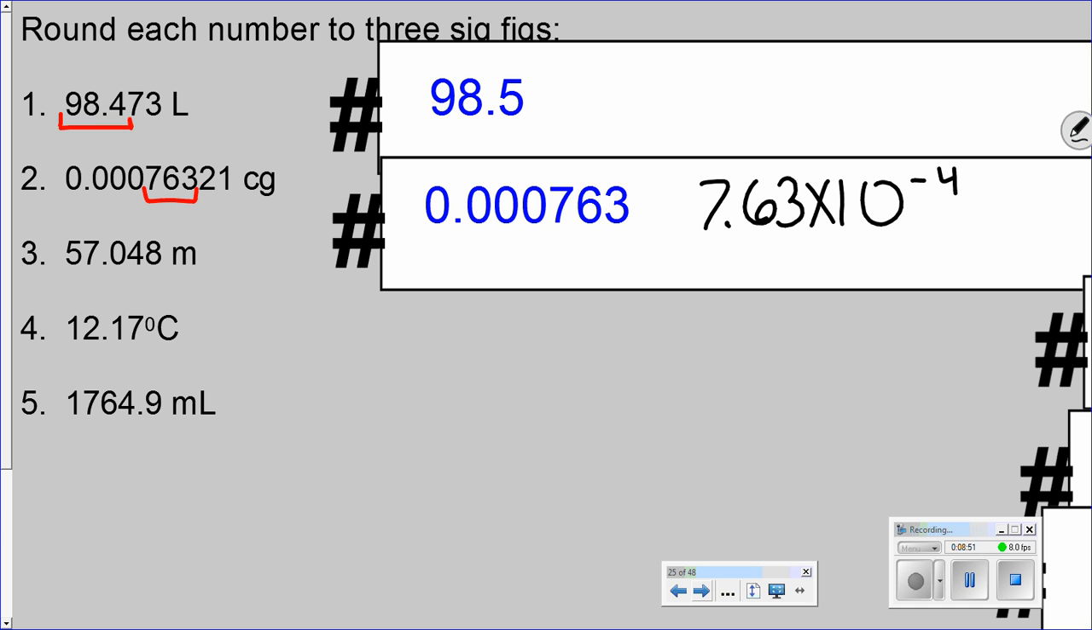Sorry, count that out for a second. So I'm going to give you just a second to try 3, 4, and 5.